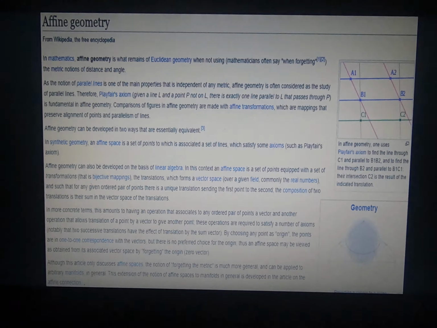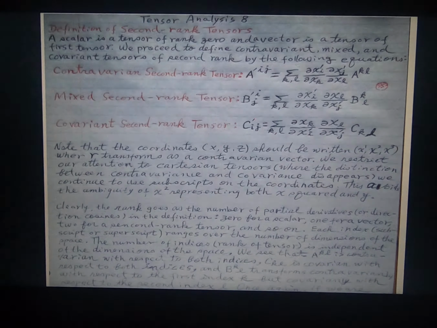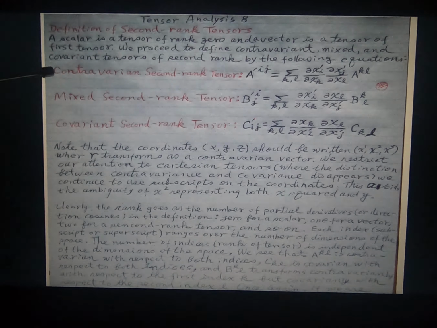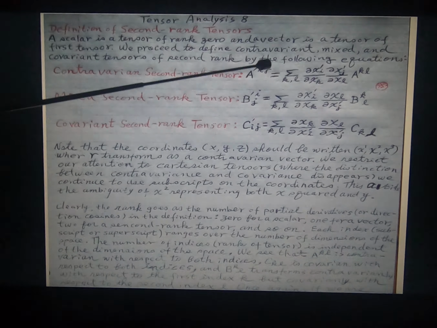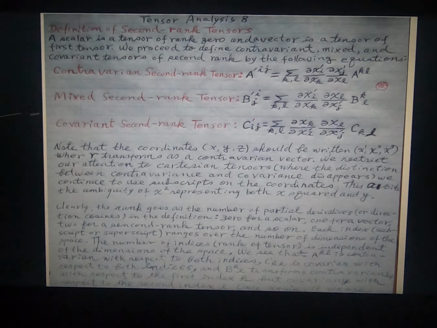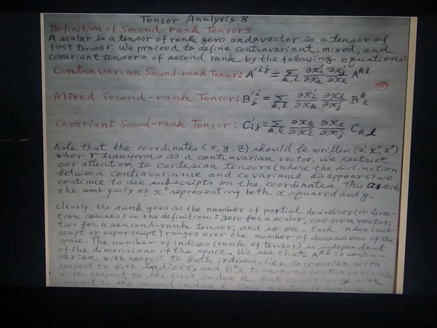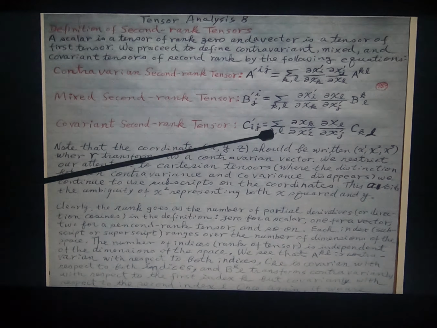Affine geometry. So these are the definitions of the second rank tensor. So it's contravariant second rank, you write it on the superscript. Mixed is one superscript, one subscript. Covariant second rank tensor is subscript.